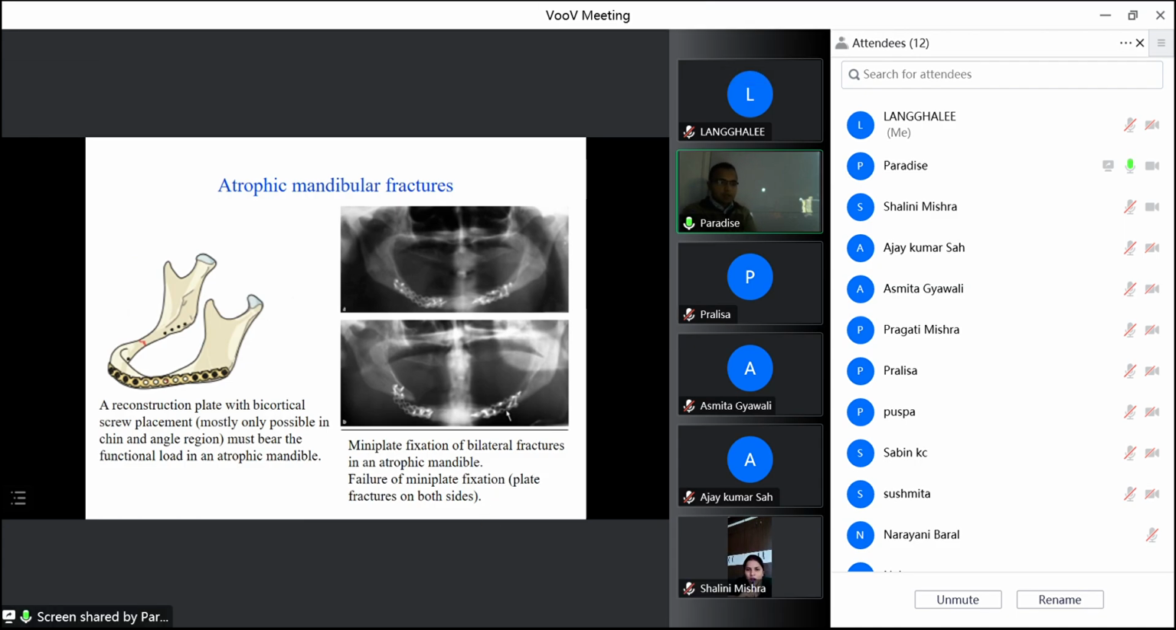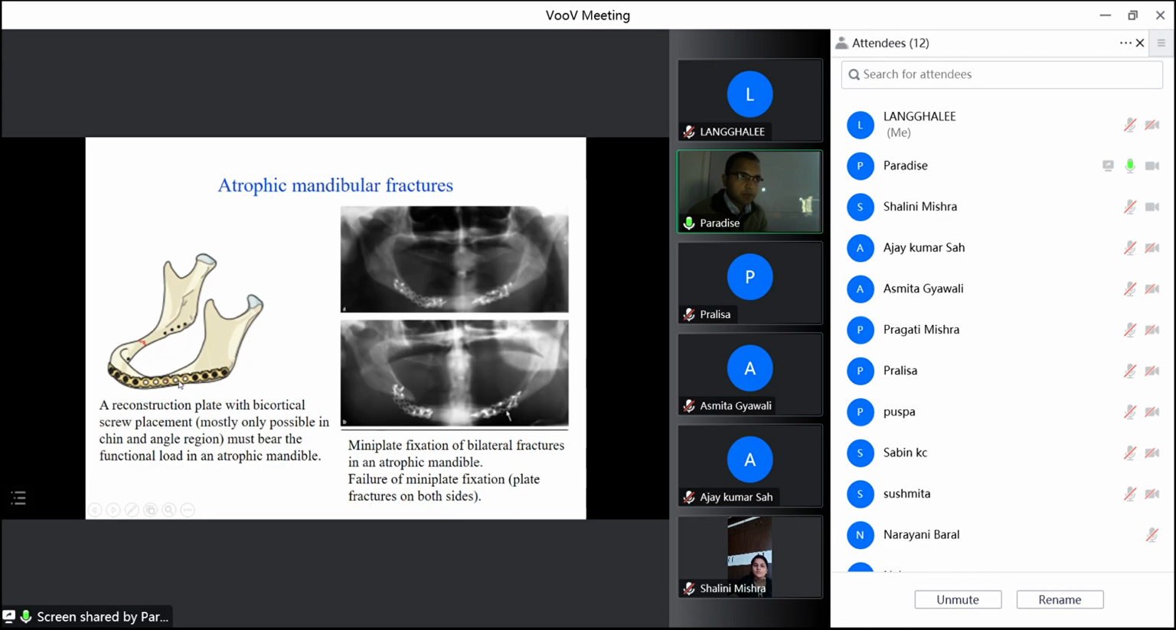So in such cases, you must not put a mini plate. Okay, you have to put a reconstruction plate. Another important thing is in these cases, the reconstruction plate should be large enough so that the bilateral body fracture is connected with the same reconstruction plate. Another thing you have to consider is if you see the whole of the reconstruction plate, adjacent to the fracture, we haven't put any screw, because the bone which is present in the body region is very thin. So you can't put a bicortical screw in this area.